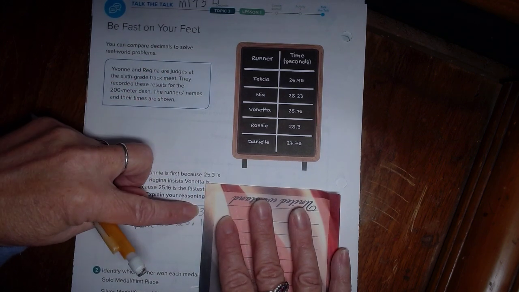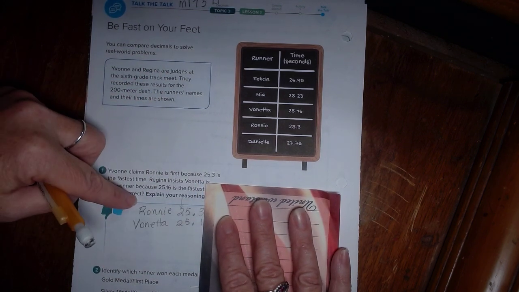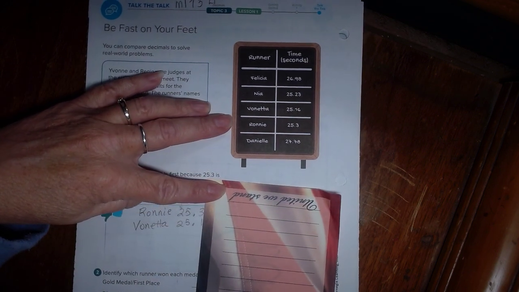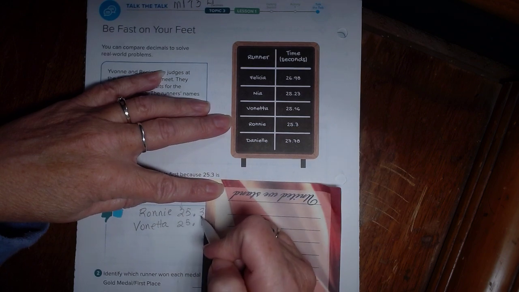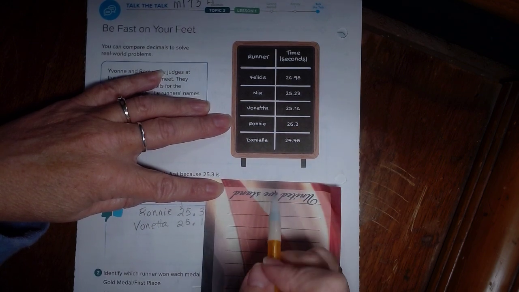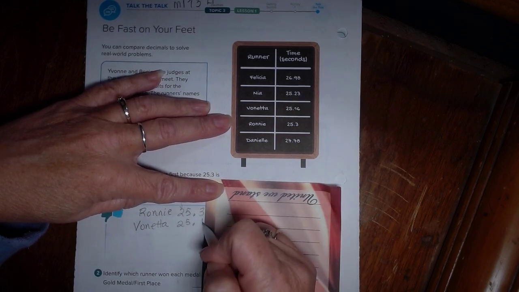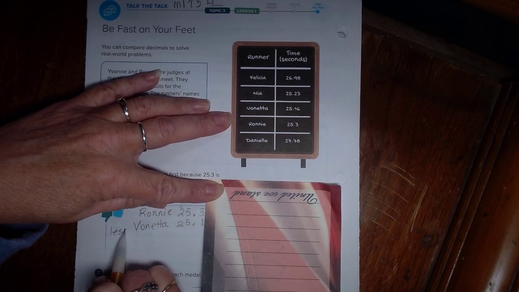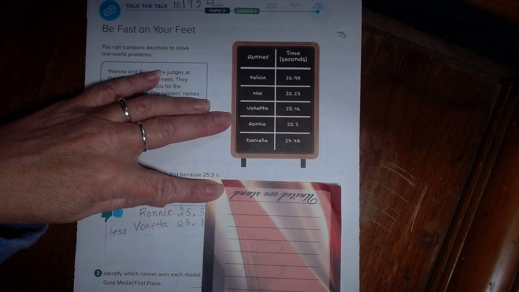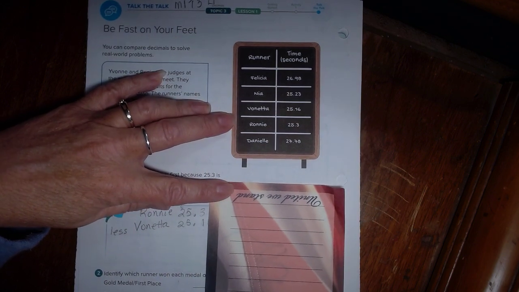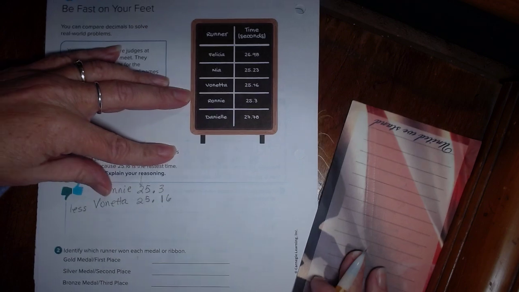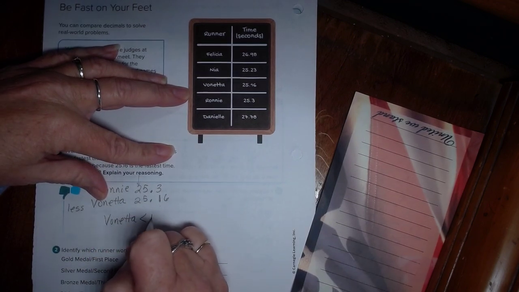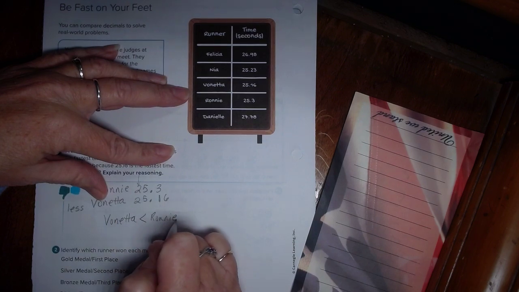And then I have 3/10 and 1/10. 3 is larger. So Ronnie's number is bigger. So we have to apply this and think about it. So this number is smaller. So we know Vonetta's is less than Ronnie's. We don't even have to go out to here because we stop here. We have a difference. So we know Vonetta's is less than Ronnie's.